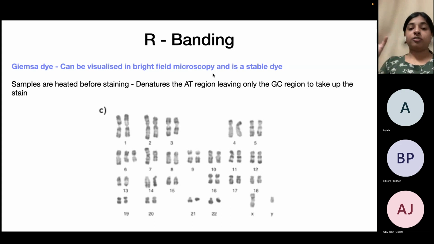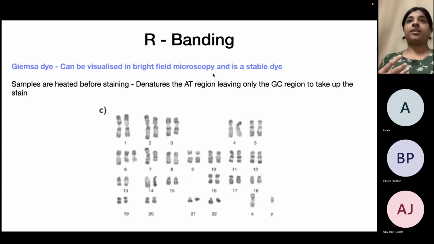Here, all the AT regions, which as I said are relatively more open in nature, are denatured because it's easier to melt them. The melting temperature is much lower than the GC region. They are melted and denatured completely, so they do not take up the stain anymore. However, the GC region, because it's a relatively more stable structure, is still capable of taking up the stain.